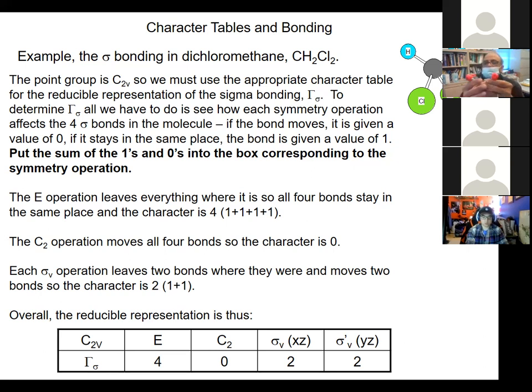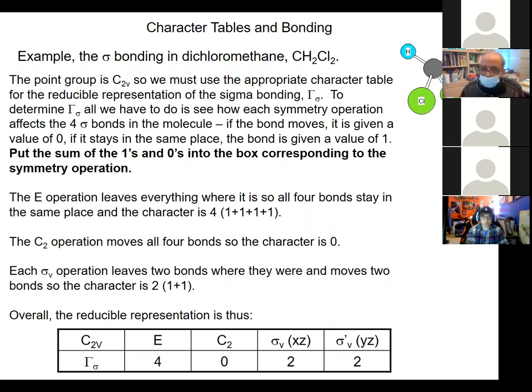Similarly, if you're doing C2, in this case, C2 will be 1. Because you're rotating along the BCl bond, that bond stays in place. So the C2 value becomes 1. So the character values that you see for a reducible representation, even for the same point group, will be different depending on the actual geometry of the molecule. CH2Cl2 will have an E value of 4, water will have an E value of 2, and BF2Cl will have an E value of 3. Am I making sense here, folks?